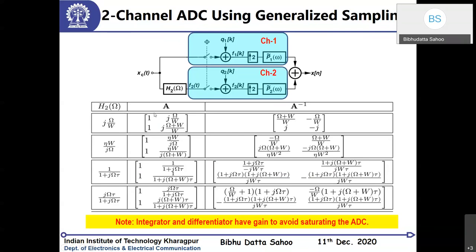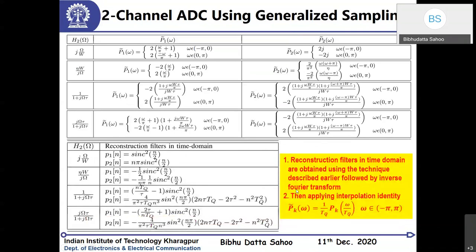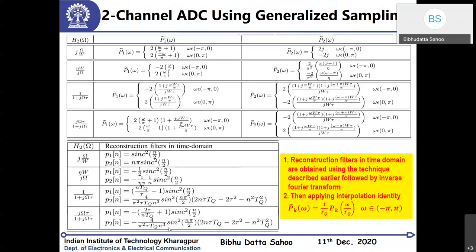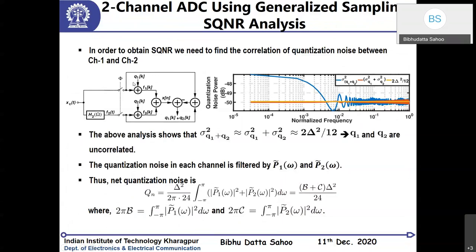So these are the A matrices and the corresponding A inverse matrices, and I'm going through this quickly, unfortunately. Then the reconstruction filters are given by these functions over here, if you work out the math, and the impulse response in discrete time domain is given by these. These reconstruction filters in time domain are obtained by applying the interpolation identity to the filters given in the top table.